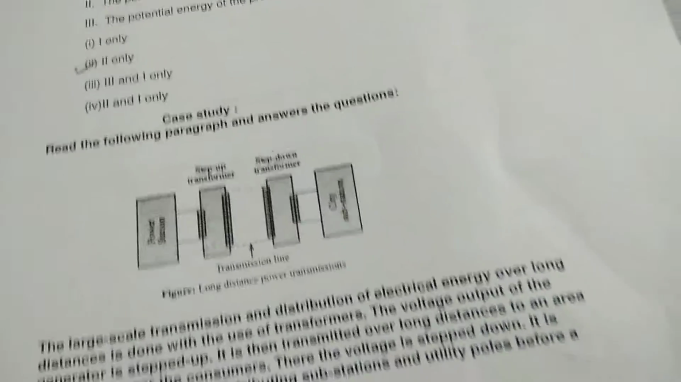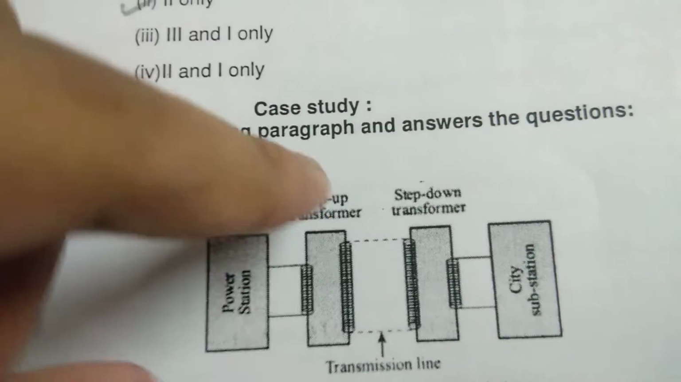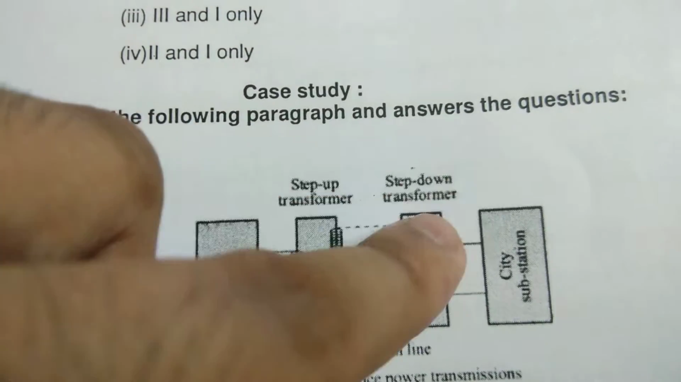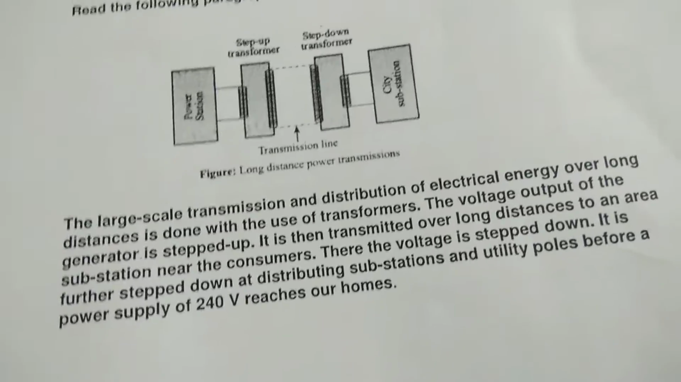Next is the last one, we have a case study. Read the following paragraph and answer the questions. So here we have a power station, then we have a step-up transformer, which feeds the transmission line, then a step-down transformer, and then we have a city substation. Then from here the current is coming to our houses.